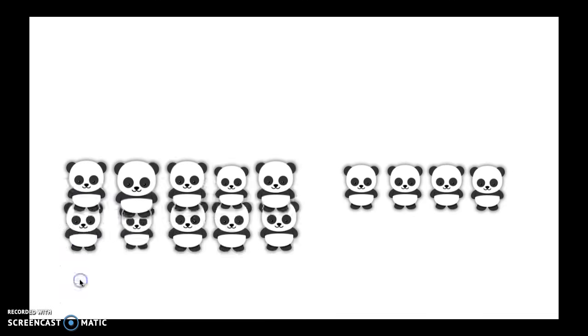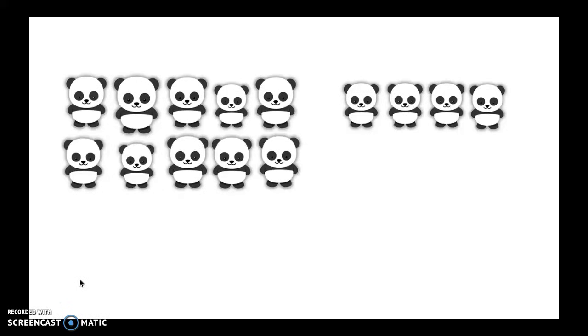Alright, so I'm going to have this picture of these cute little panda bears. Aren't they adorable? Friend, can you go ahead and count for me how many panda bears you see? I'm going to count. 1, 2, 3, 4, 5, 6, 7, 8, 9, 10, 11, 12, 13, 14. There are 14 panda bears altogether. So I'm going to go ahead and start writing a number sentence about these 14 panda bears. I know that I have 14.